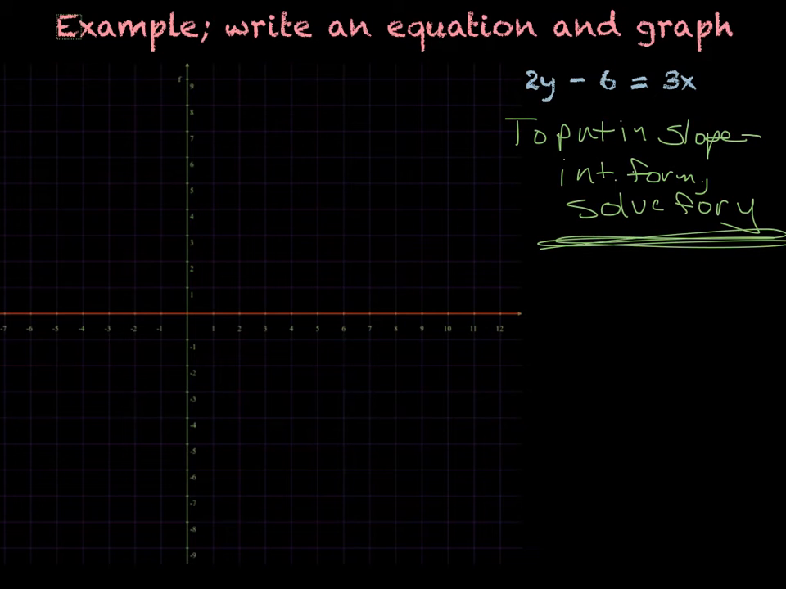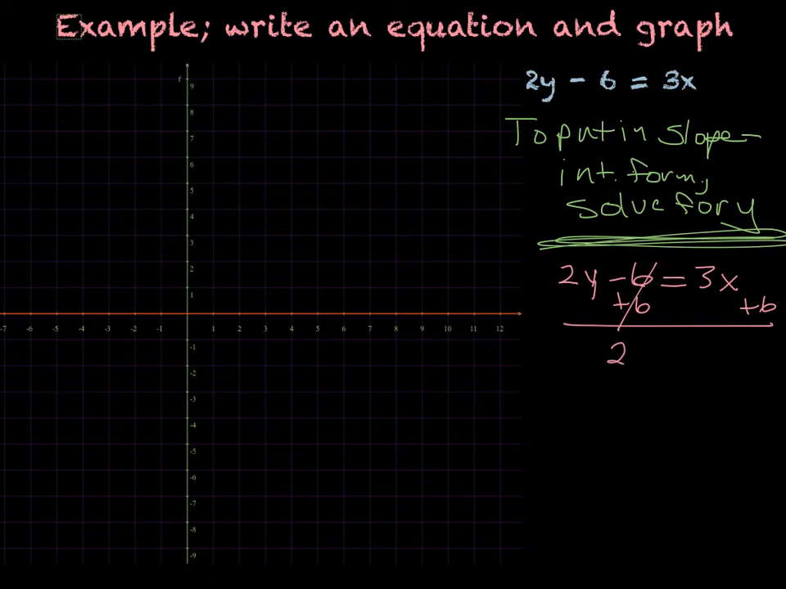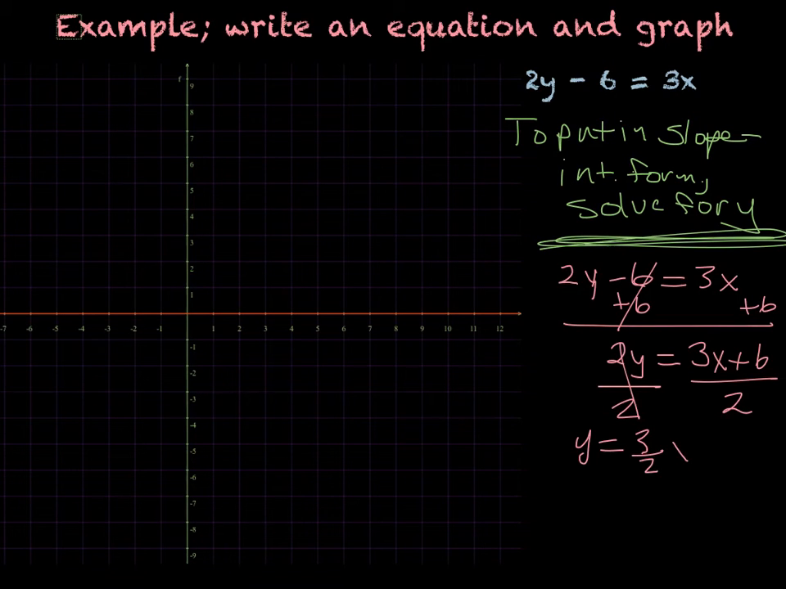Okay, we already did one similar to this. So we have 2y minus 6 equals 3x. If I want to solve for y, I need to get the 6 away by adding 6. So then what we have is 2y equals 3x plus 6. And then we divide by 2. So y equals 3 over 2 x plus 3, because 6 over 2 is 3.